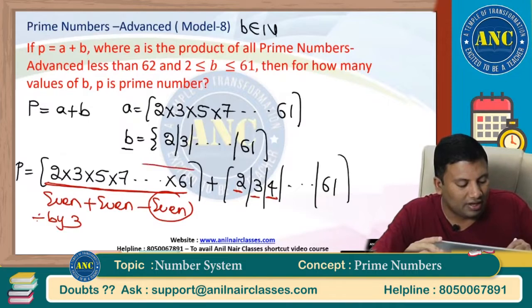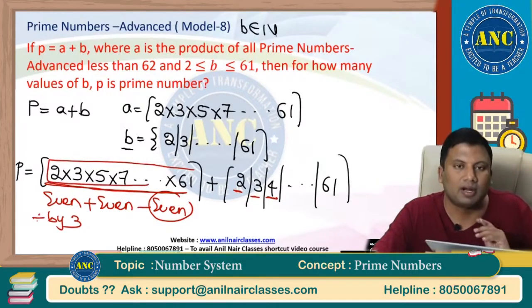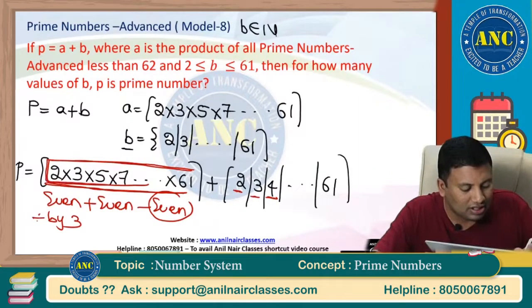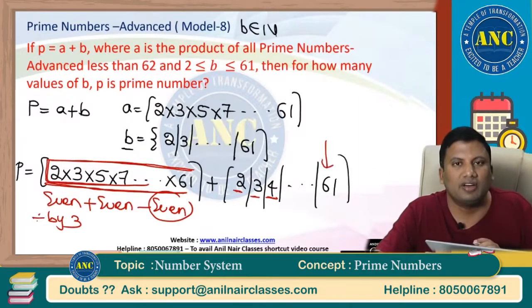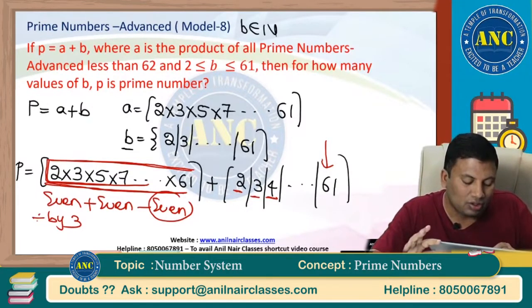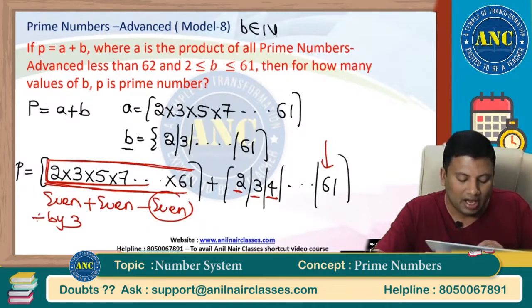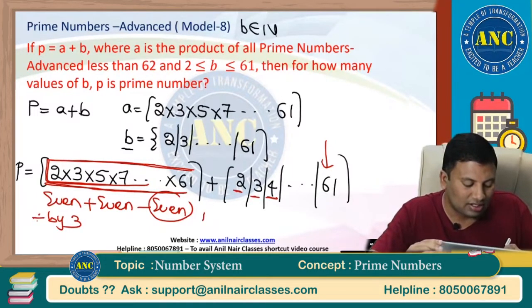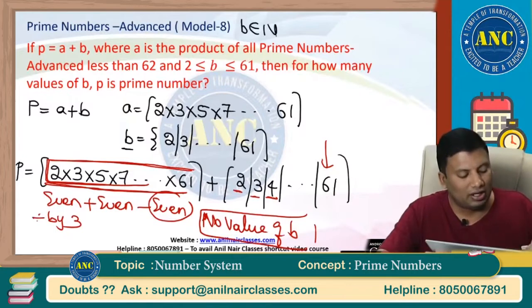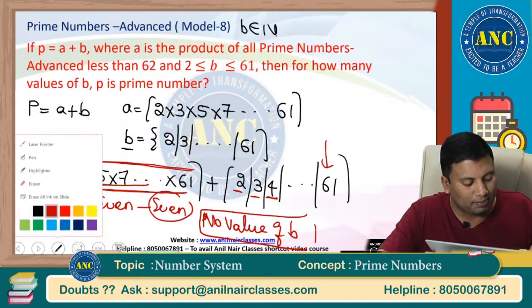4 is an even number, this also is an even number, and even plus even is even. For the multiple of 61 plus 61, the answer will be a multiple of 61. So all the numbers are multiples of either 2 or 3 or 5 and so on up to 61. So the answer is that no value of B will make P a prime number.